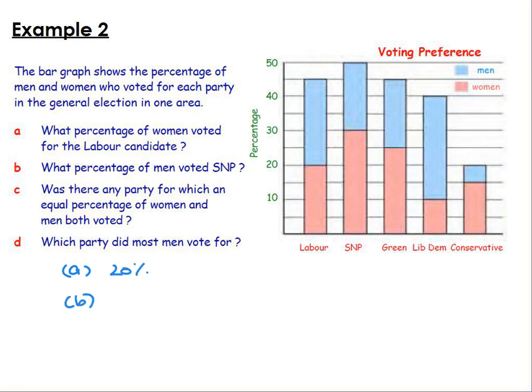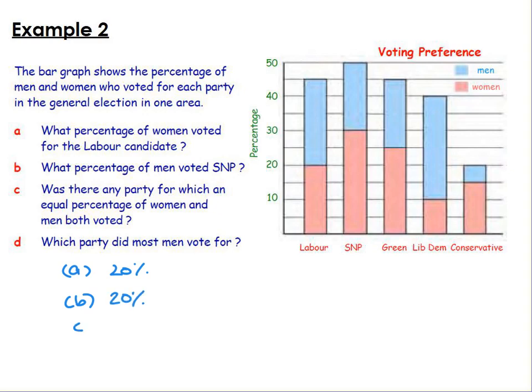Okay, part B, what percentage of men voted SNP? So I'm going to go to the SNP column. Now, be careful. So we've got 30% women. So we're starting at 30 and going up to 50. So it's 20% men voted SNP.